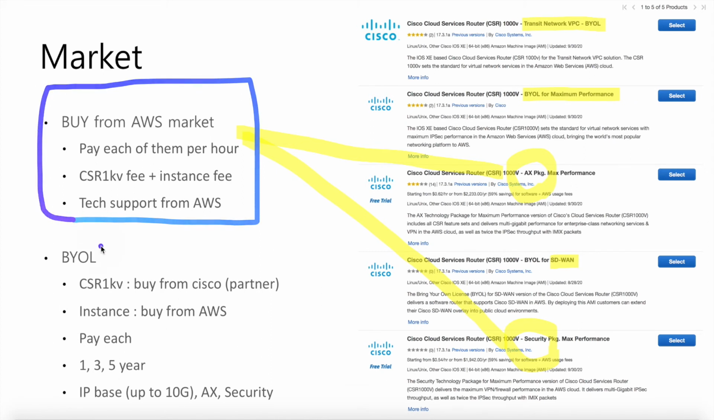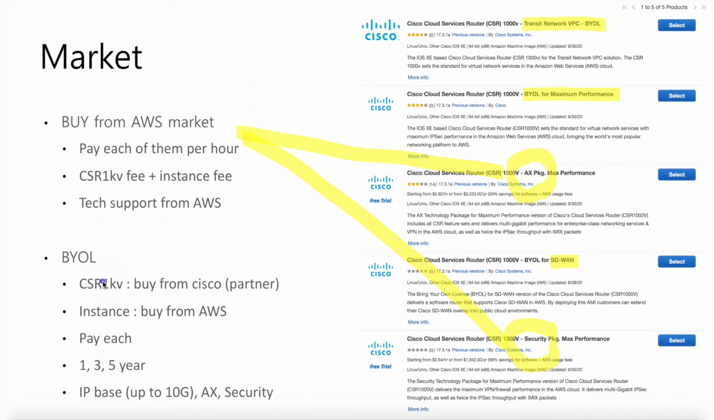But if you want to buy a license from Cisco or a Cisco partner, you have to use BYOL. The BYOL license is about 1 to 3 years, and you can buy IP Base. IP Base is up to 10 Gbps, while this one, security and application, is just 5 gig. So if you want to use more bandwidth with the IP Base option, you have to buy the license from Cisco or a Cisco partner, not from the market. Okay.